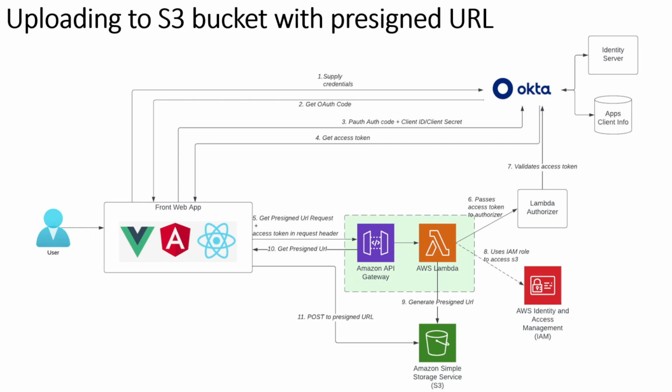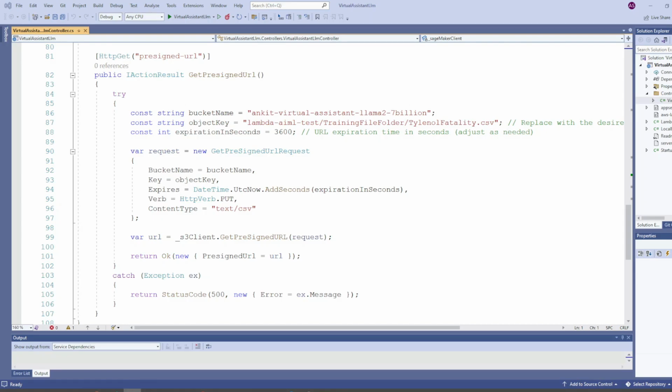and upload the file contents. Now, let's take a quick look at the code that is needed to generate the pre-signed URL. Let's first take a look at the backend code.